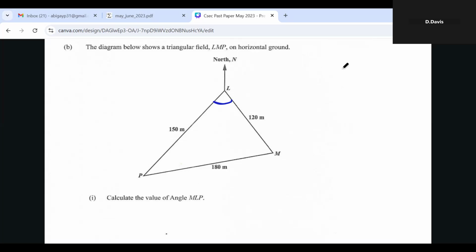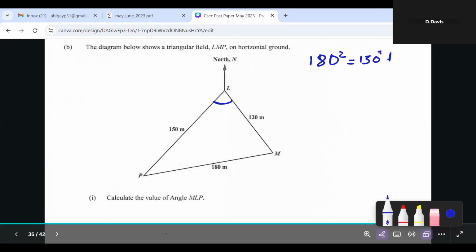Are you still there? Yeah, I'm still here. Because it certainly sounded like it would cut out. Oh, okay. 180 equal 150 square of. Okay, where does the square come from? This is the cosine rule. Oh, okay.